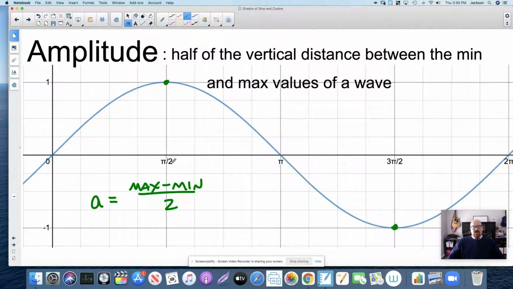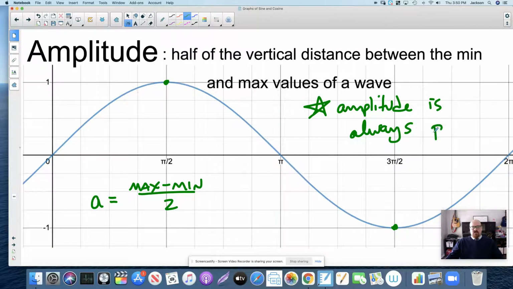This is a formulaic approach to amplitude. One thing you want to keep in mind, crucially important and kind of nitpicky, but still important, is that amplitude is always positive. That's something we're going to mention again. And the placement of the amplitude in a sine wave is always the coefficient.